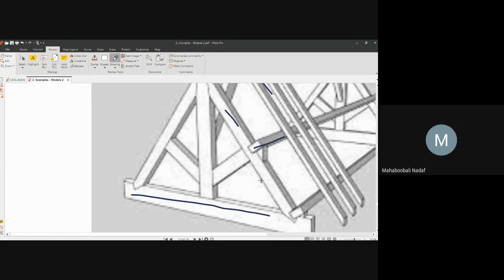This direction from one truss to another truss is called the spacing of the trusses. This is called spacing. This bottom is called span. So this much we have discussed now.